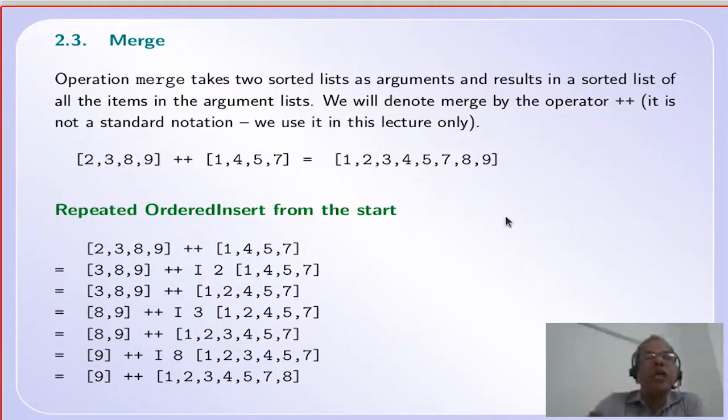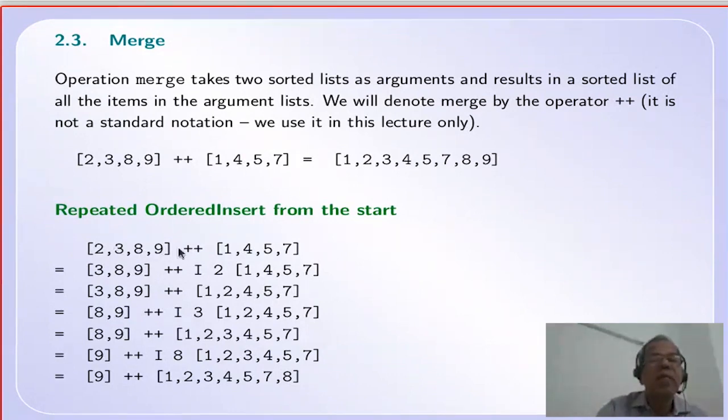Can we implement merge using ordered insert? We can. Do ordered insert of 2 into 1, 4, 5, 7. Then ordered insert 3 into that result, ordered insert 8 into that result, ordered insert 9 into that result. And that's what I have done here. Repeated ordered insert from the start.